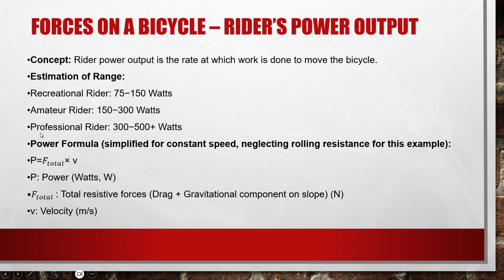And a professional rider, or someone who is riding at a faster rate than a normal person would, will produce 300 to 500 watts. And this is the power formula: P is equal to F total times velocity. P is power in watts, F total is the total resistive forces, and V is the velocity.